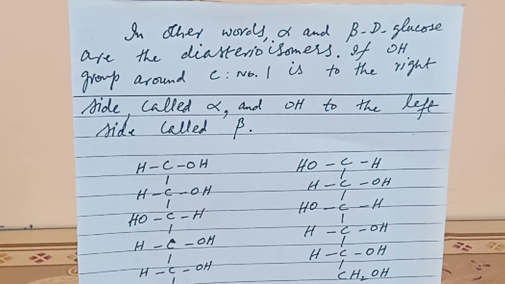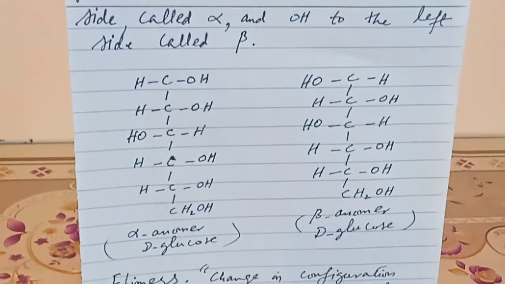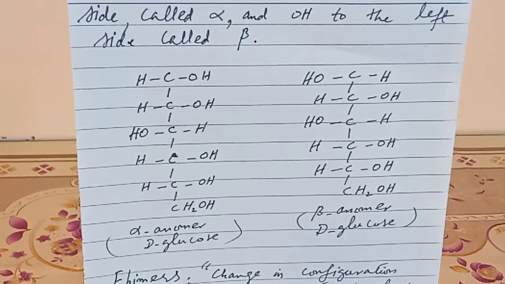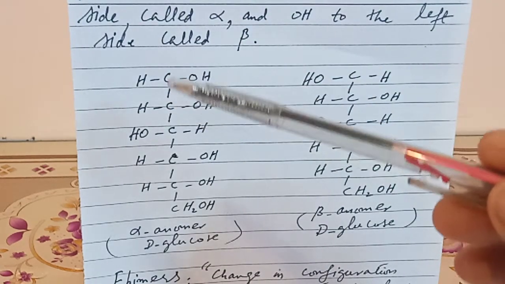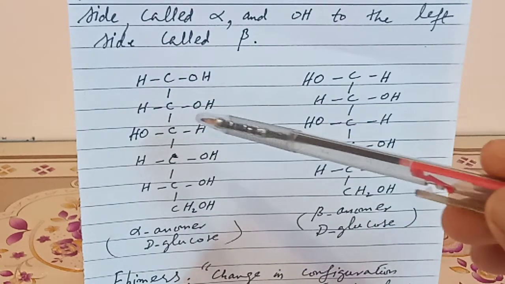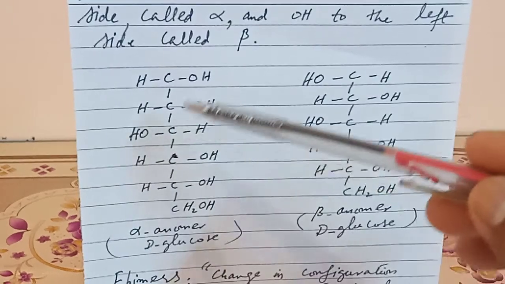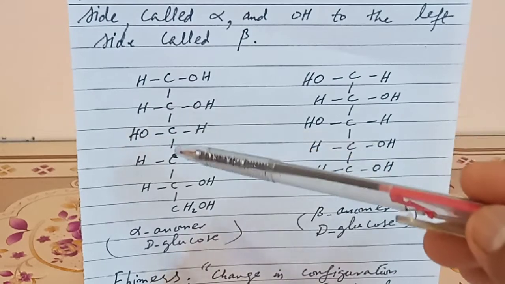If the alcoholic group, OH group, around carbon number 1 is to the right side, it is called alpha anomer, and if the OH group is to the left side, it is called beta anomer of D-glucose. Here is the structure of glucose based on the alpha anomer and beta anomer. So this is the structure, देखें यहाँ पर आप look at very carefully, तमाम groups जो हैं D-glucose में आप देखें इसमें सब same है, कोई फर्क नहीं है. 2, 3, 4, 5, 6.